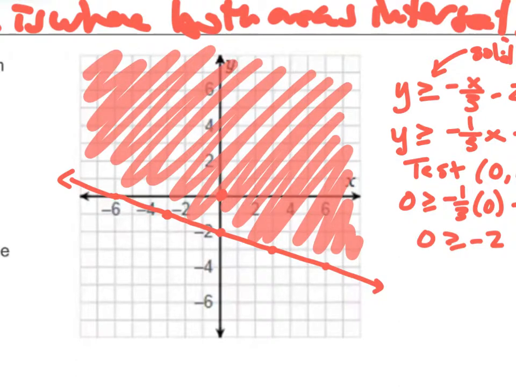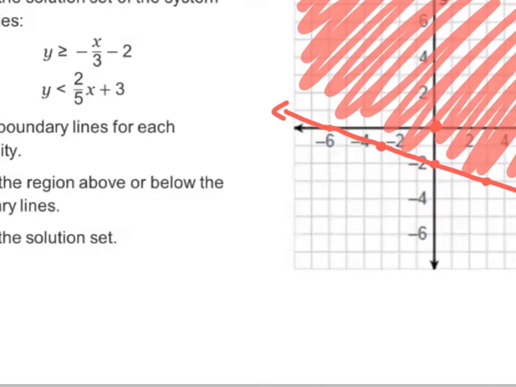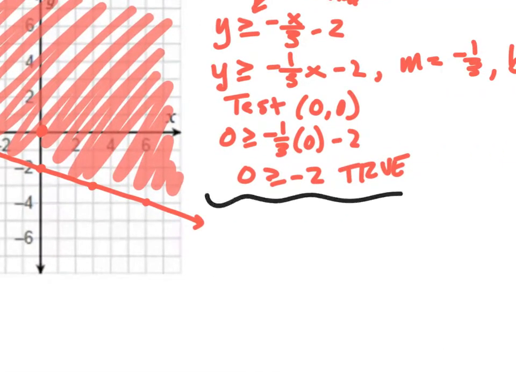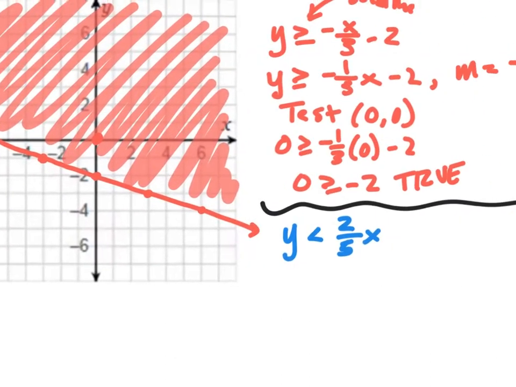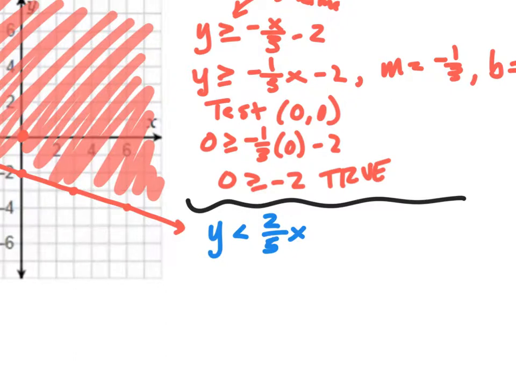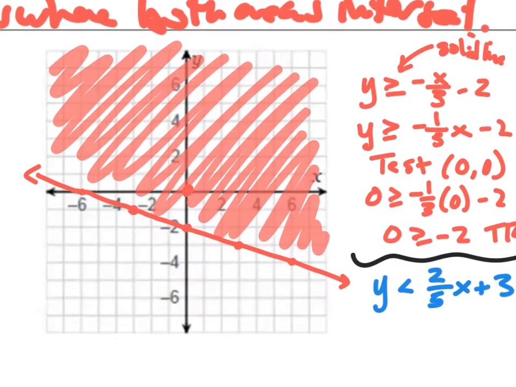Now on the same graph, I want to do the same thing, but for y is less than 2/5 x plus 3. So I'm going to do the same thing: y is less than 2/5 x, and then plus 3. Make sure, plus 3. I know that my slope m is equal to 2/5 and my y-intercept is equal to positive 3. So I'm going to plot 3 first, right there.